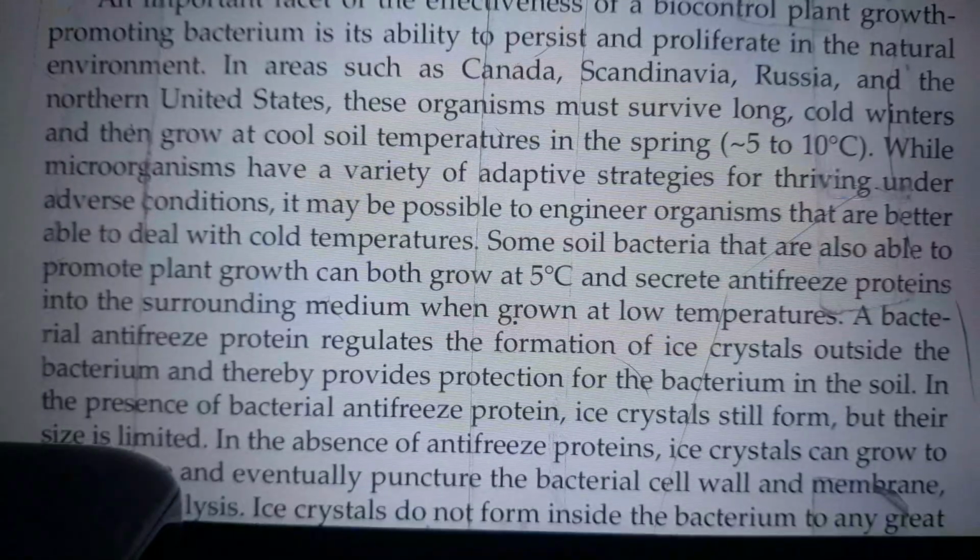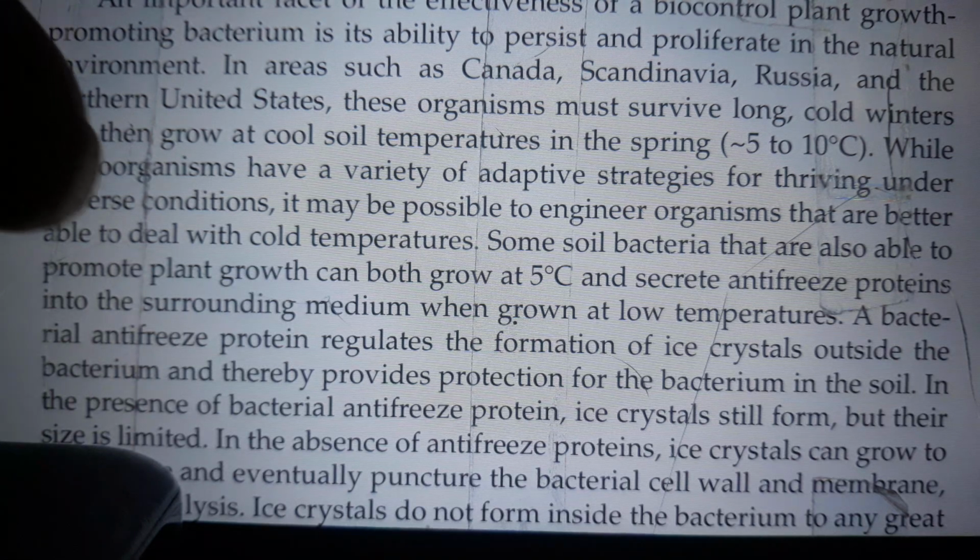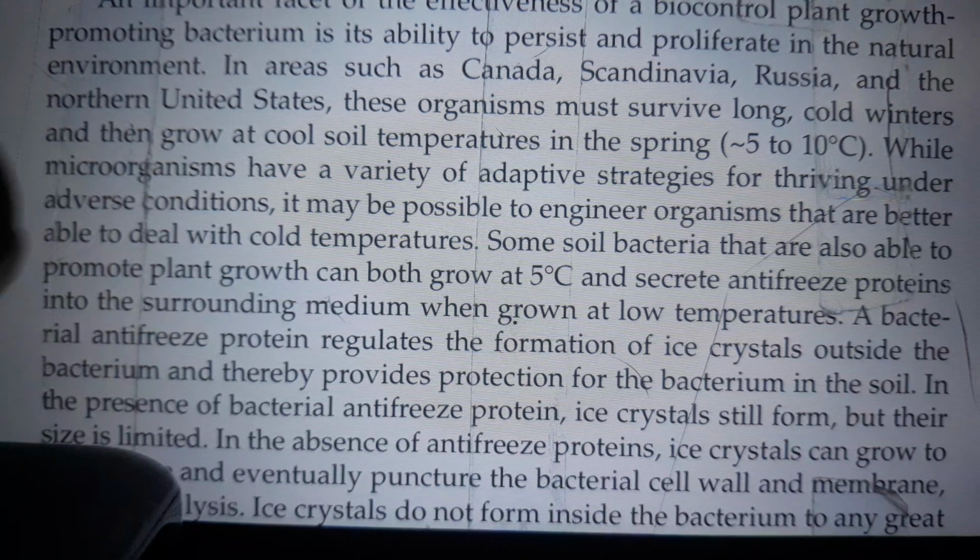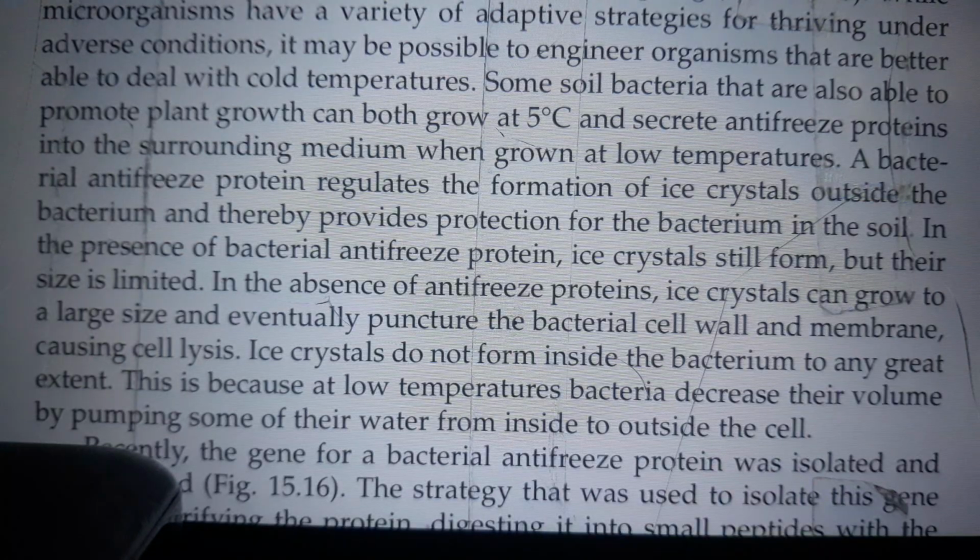An important facet of the effectiveness of a biocontrol plant growth promoting bacterium is its ability to persist and proliferate in the natural environment. In areas such as Canada, Scandinavia, Russia, and the northern United States, these organisms must survive long cold winters and then grow at cool soil temperatures. In the spring, about 5 to 10 degrees centigrade, while microorganisms have a variety of adaptive strategies for growing under adverse conditions.